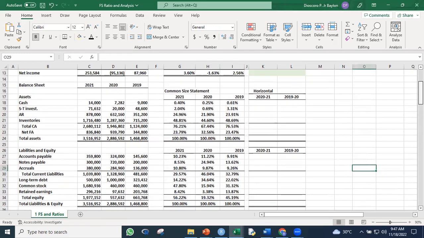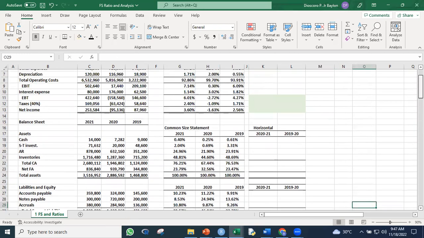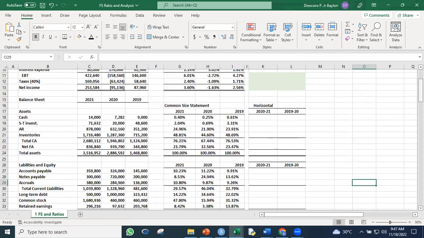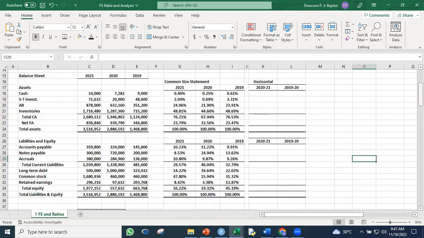Okay, so I hope you're able to do the common size statement for the balance sheet. If you're done, kindly please chat so that I know if I may continue already. If you're done with everything, including the formatting, okay, so you have here a balance sheet.